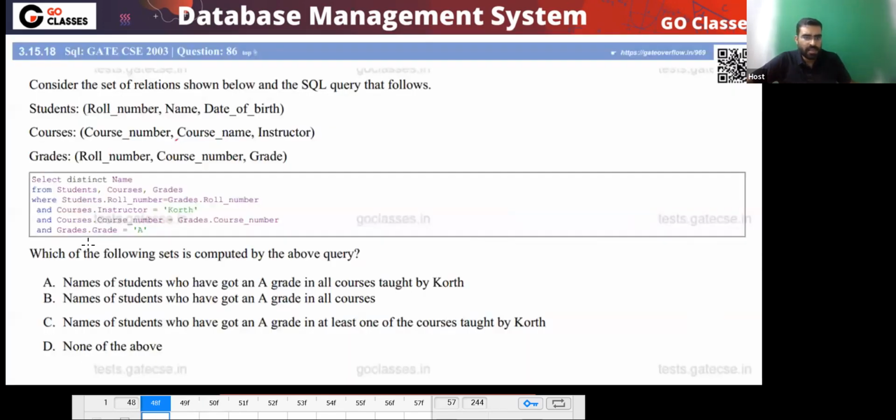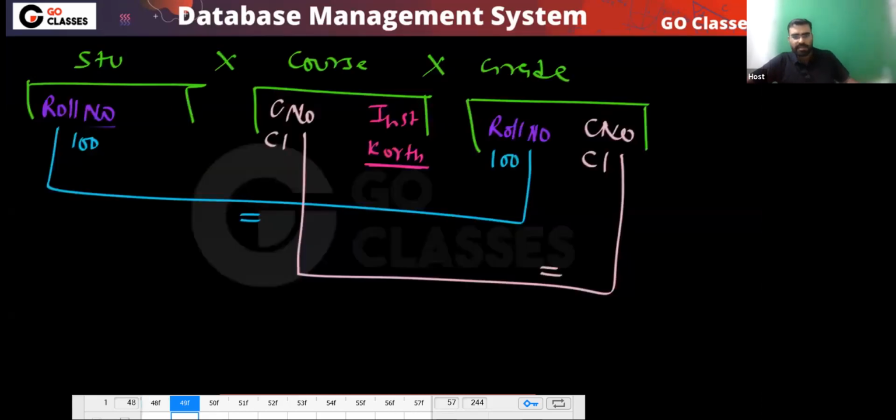Next, grade must be A. Did you notice you don't have to write grades dot grade? Yes or no? You can simply write grade, because this grade is only in one table. So in this grades table there is a grade, and that grade must be A.